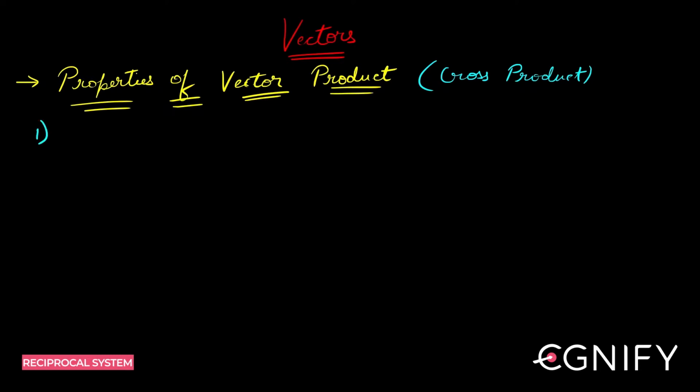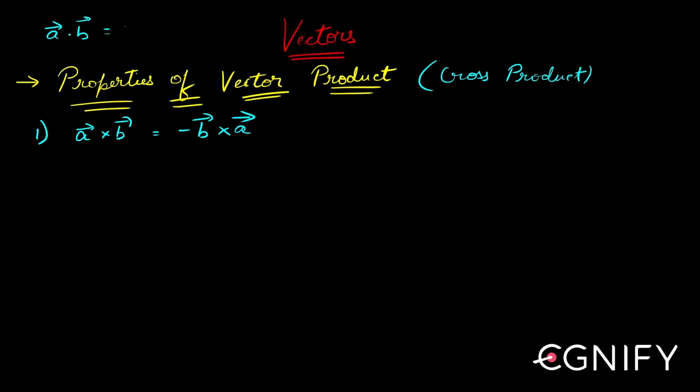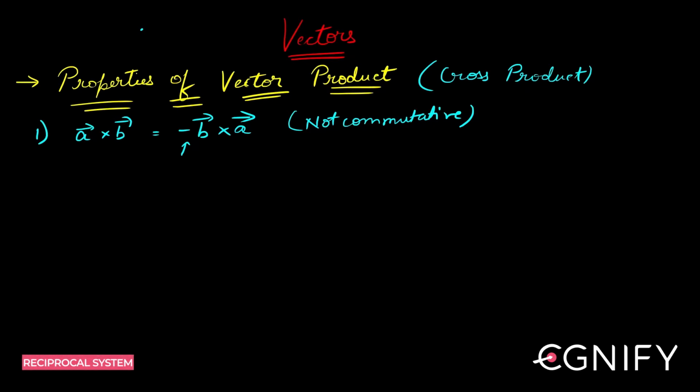The first property says A cross B is equal to minus B cross A. Now this is very different from the dot product, because for the dot product, A dot B is equal to B dot A. Can you notice the difference? Yes, the difference is the minus sign. This means that cross product is not commutative. In fact, the right term is anti-commutative because of the negative sign. What does this negative sign imply? Let's look into that now.